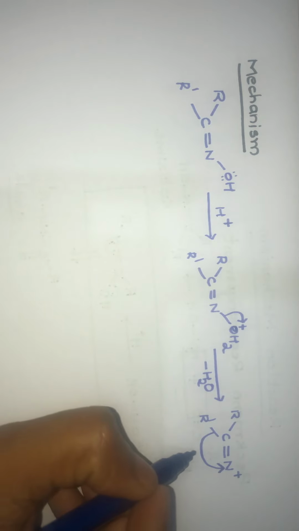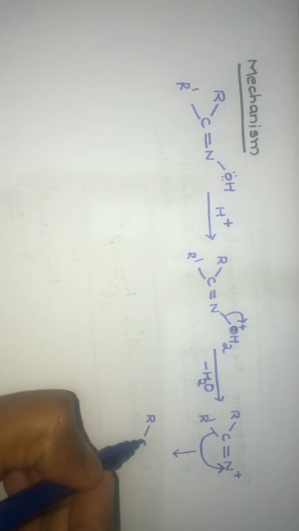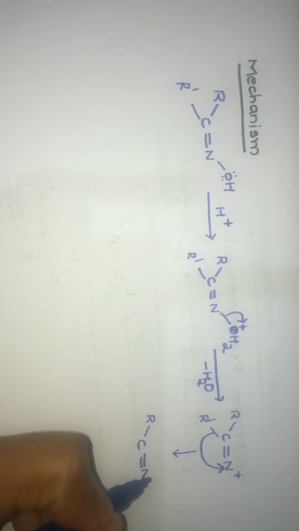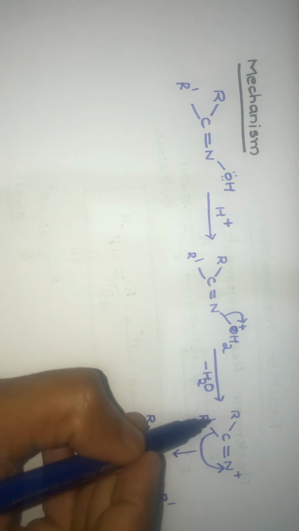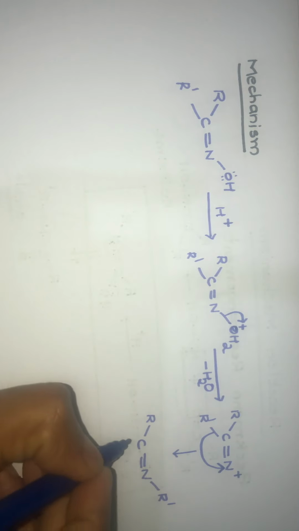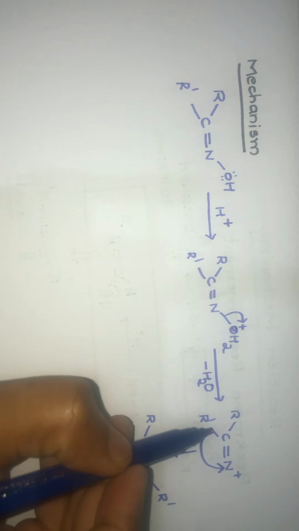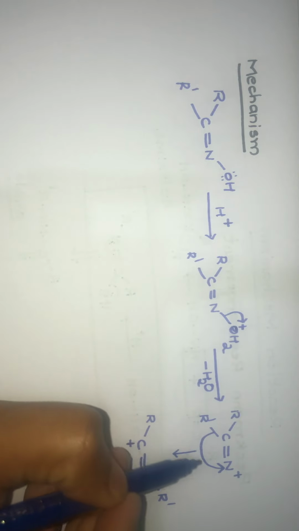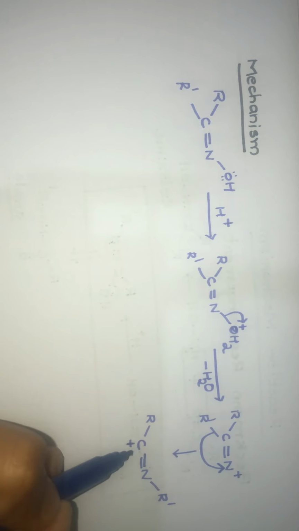What happens is, I'll write it here. So we have R, we have C, we have double bond N. This group migrates. Since the R dash has moved here, this carbon carries a plus charge now. This group moves, R moves along with the electron deficient nitrogen here. So when this moves, the carbon becomes positively charged.